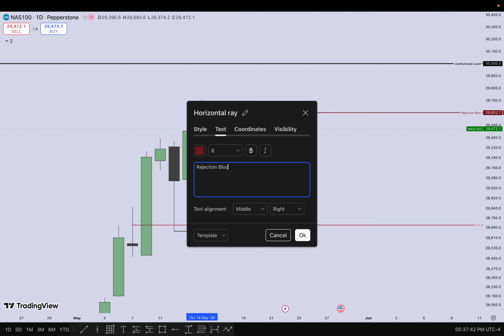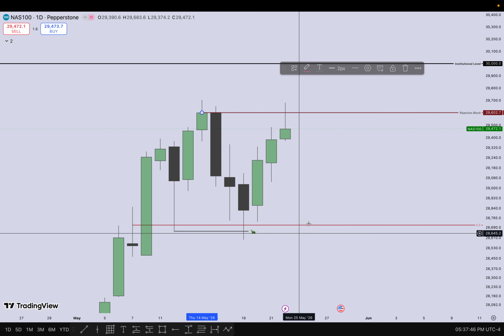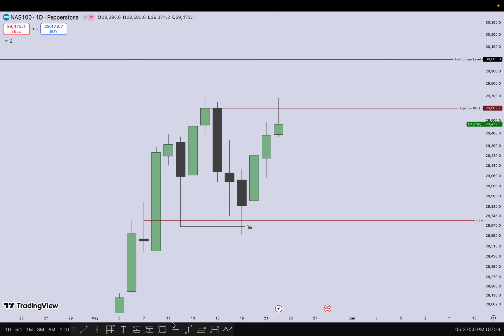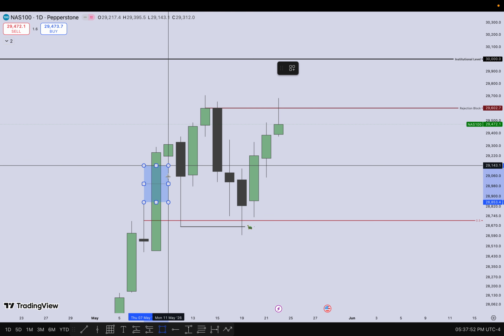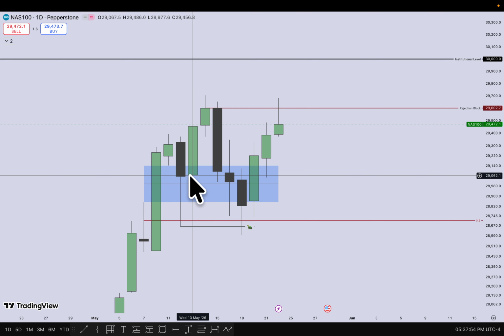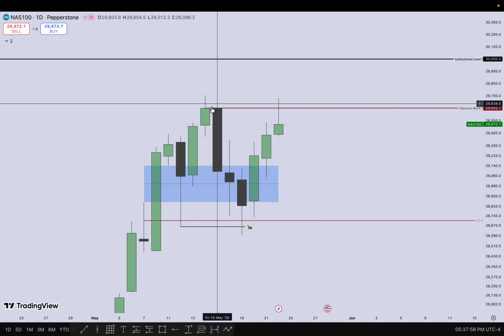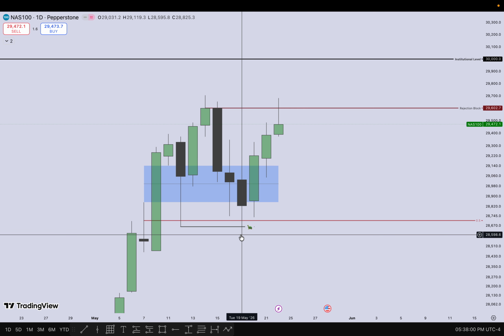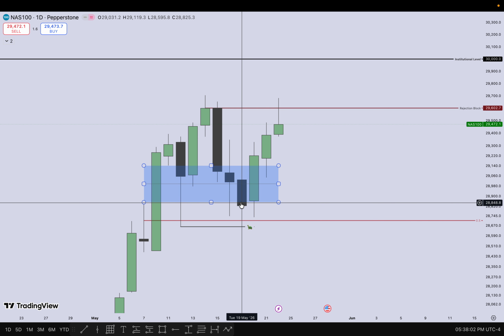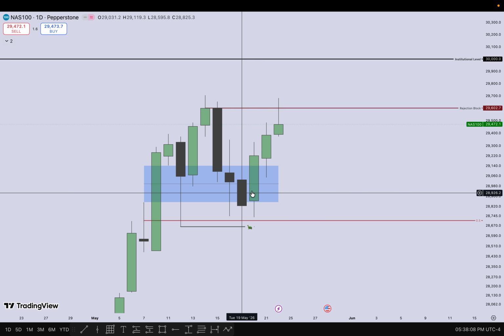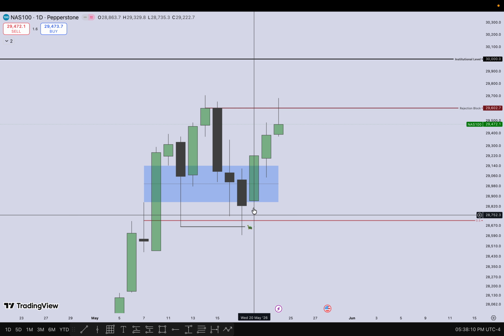Rejection block. And what you see here, I see this BC which was already respected here, and the price pushed higher, and then the price disrespected this BC. The price tried to use this as an inversion, but the price again took this sell side and pushed higher.